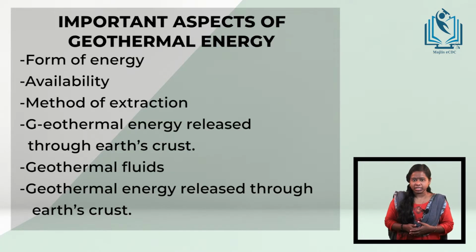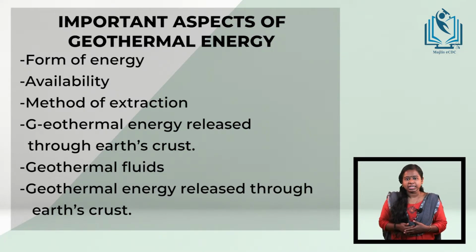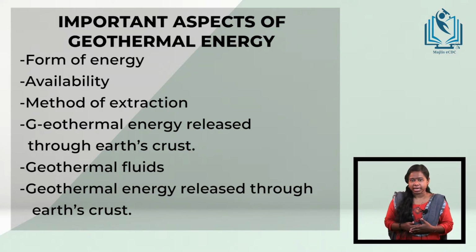Next, we are going to discuss some important aspects of geothermal energy, and the first aspect is form of energy. Thermal energy available in the form of hot water, steam, geothermal brine, mixture of these fluids. And second aspect is availability. Geothermal energy is generally available deep inside the earth at a depth more than 80 km, hence generally not possible to extract. In a few locations in the world, deposits are at depths of 300 to 3000 meters. Such locations are called geothermal fields.